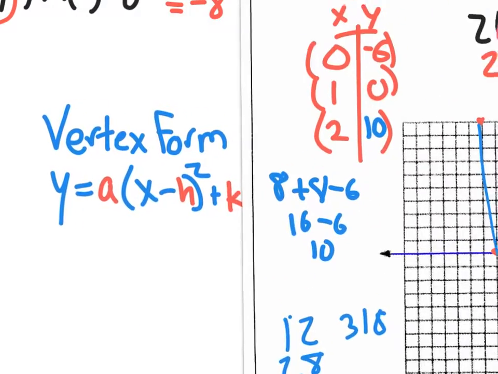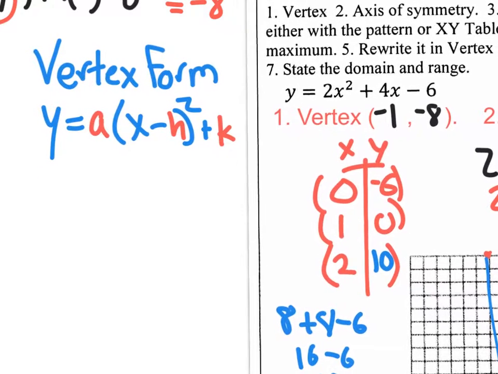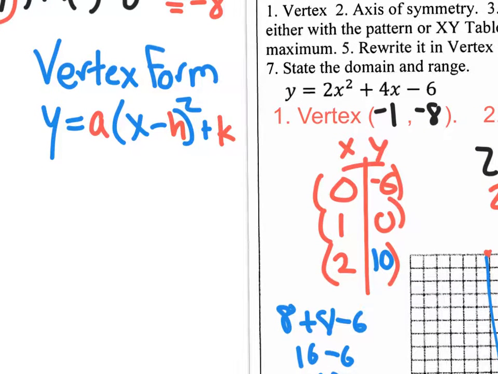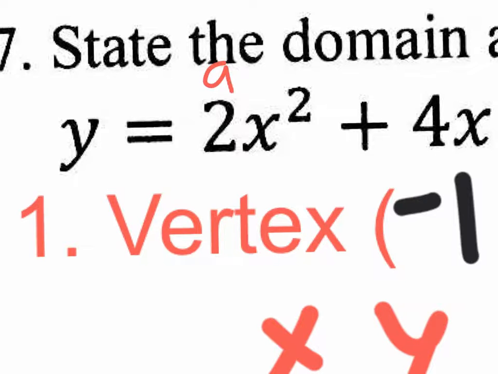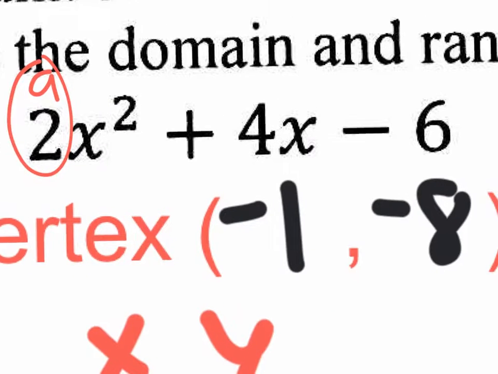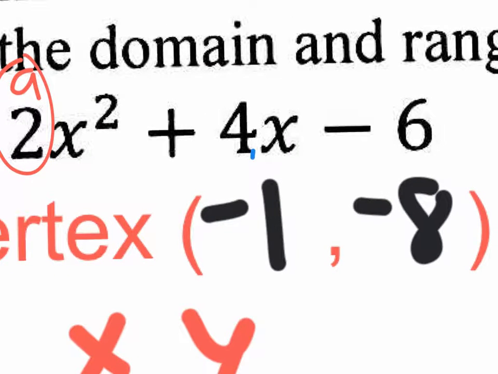Sorry, moving everything around. So if we have our vertex and we know our vertex form, all we need is our A that's in red, our H, and our K that's in red. So where do we get our A value from? From the original, right? Your A value is right here. The A value is 2. Okay? And what about the H and K? Well, the vertex that you just found, that's the H value and that's the K value.